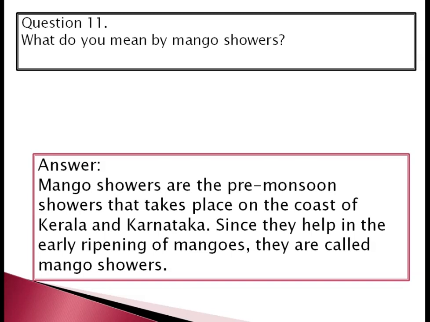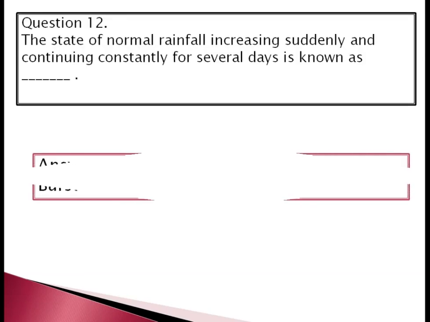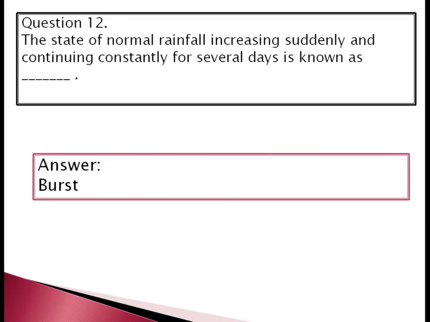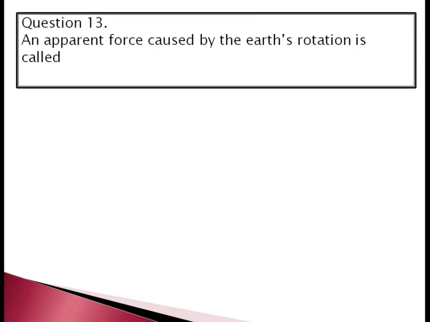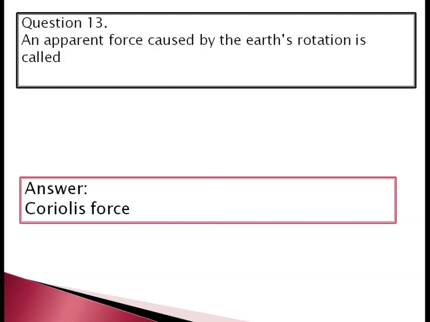Next, moving further. Question number 12. The state of normal rainfall increasing suddenly and continuing constantly for several days is known as burst. Next, moving toward question number 13. An apparent force caused by the Earth's rotation is called Coriolis force.